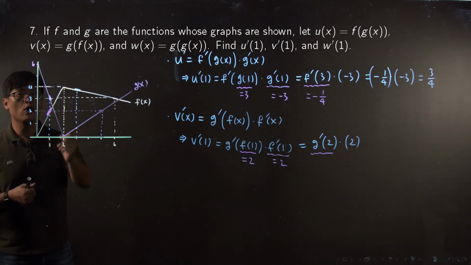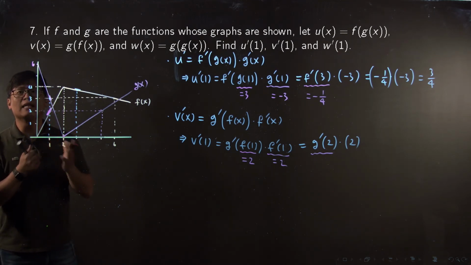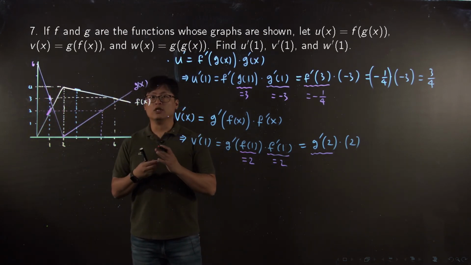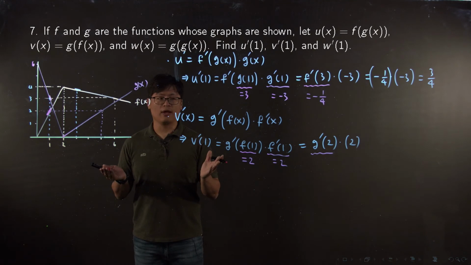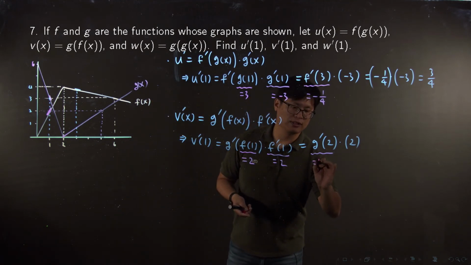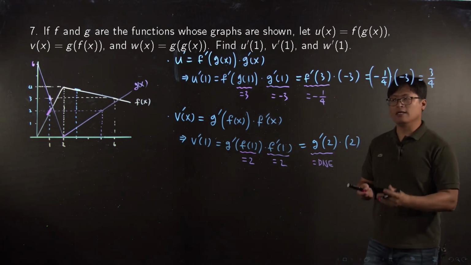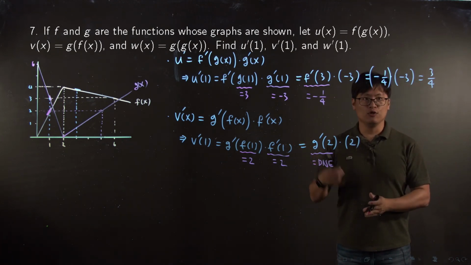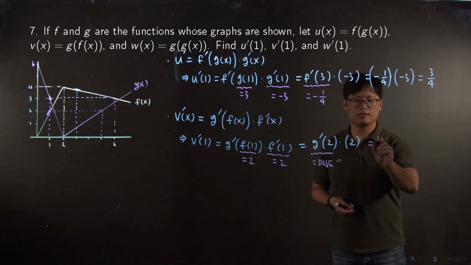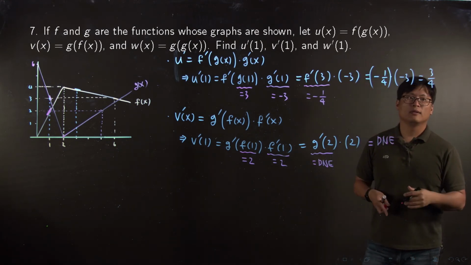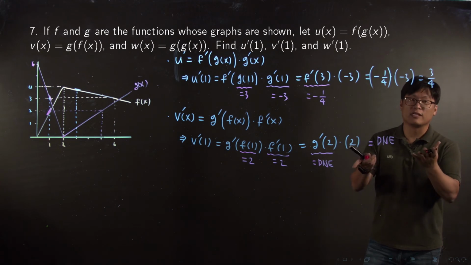It is a sharp corner, which means it is not differentiable. What does not differentiable mean? There is no g prime value. Okay? So basically this one does not exist. So for this case, there's no way to evaluate the g prime value. So your answer must be does not exist, or we cannot evaluate that. But does not exist is better.